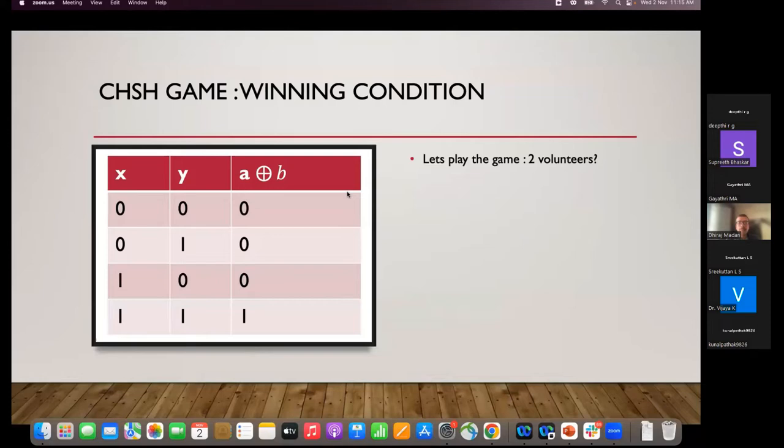Right. So basically just discuss amongst yourselves that, okay, if this is the X, I'll say this A, and if this is the Y, I'll say this particular B. So that you have discussed it amongst yourselves.